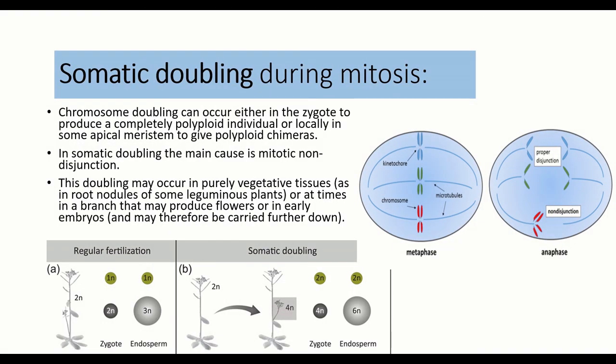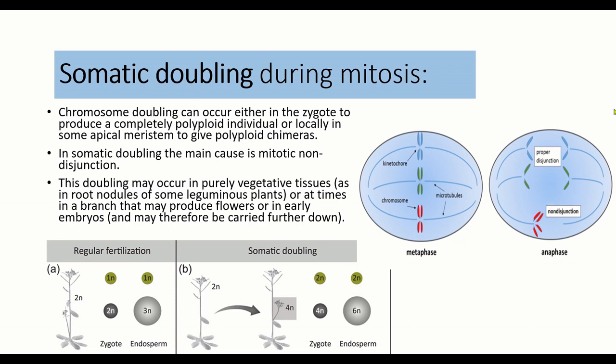So the first one is somatic doubling during mitosis. This chromosome doubling happens at the level of somatic body cells, and not in the reproductive cells. So the non-disjunction, which is the main cause of somatic chromosome doubling, occurs in the somatic cells. In mitotic metaphase, all the chromosomes get aligned on the plate, and at anaphase they get separated to the poles. So proper disjunction is when there is normal separation.